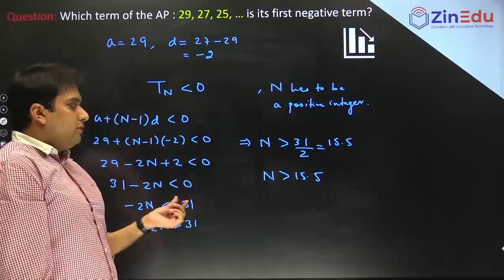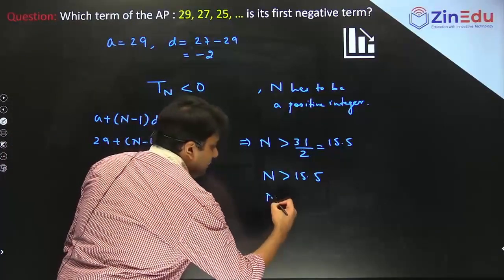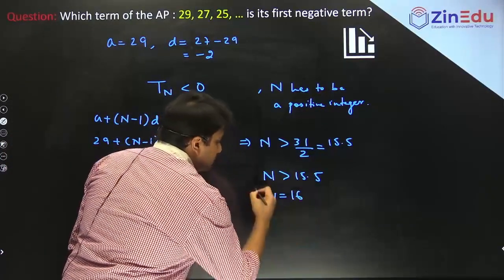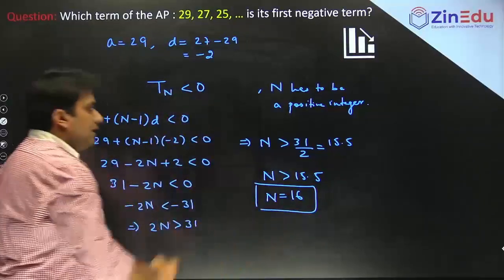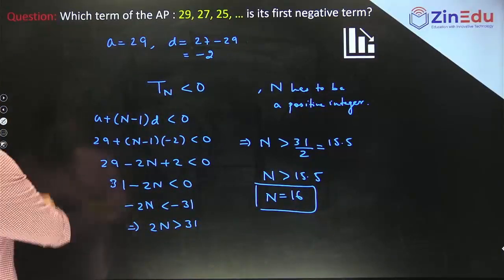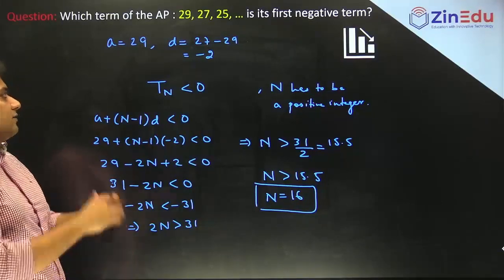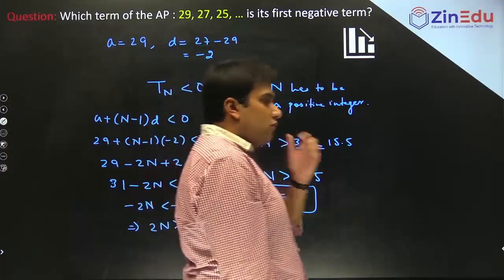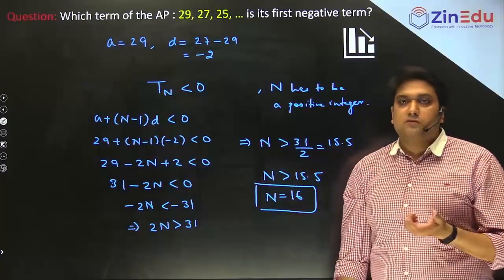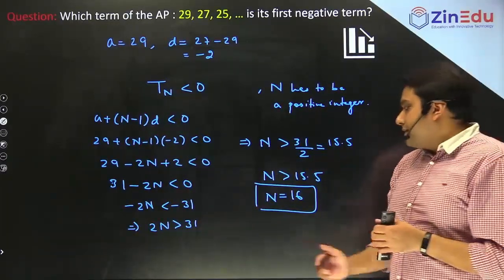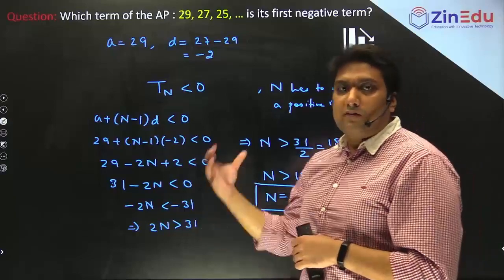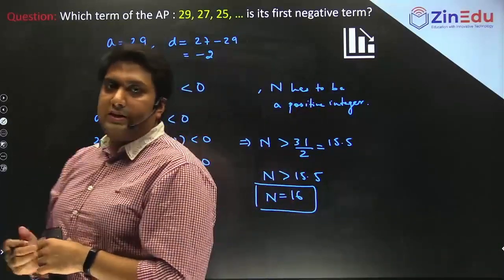So what will be the value of that term? That would mean that n will be equal to 16. Now, it's not given in the question, it just says which term of the AP is its first negative term. So we can say the 16th term of this given sequence will be the first negative term.